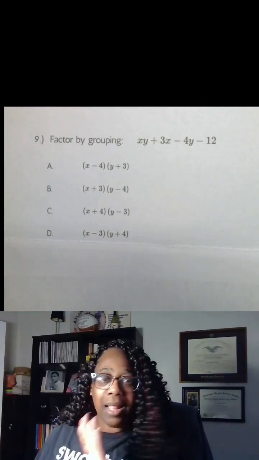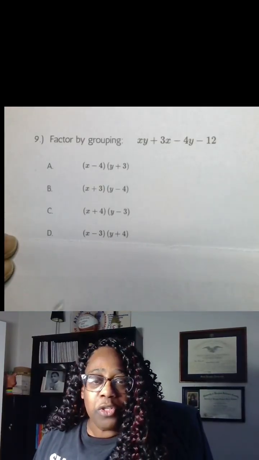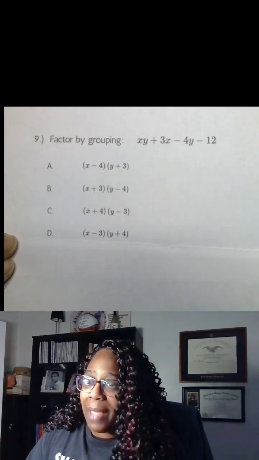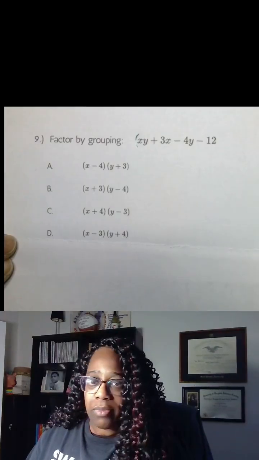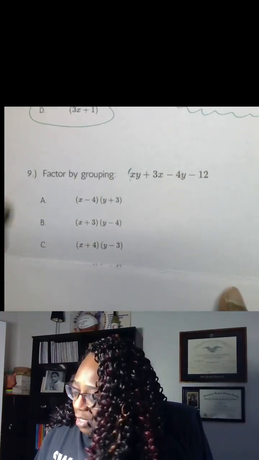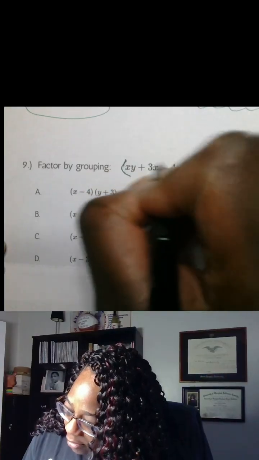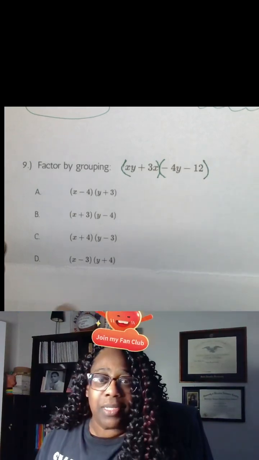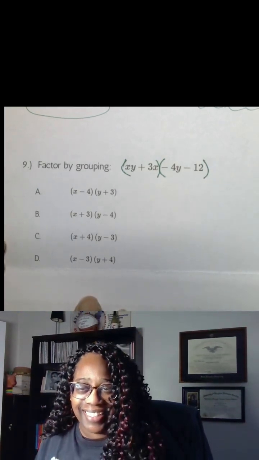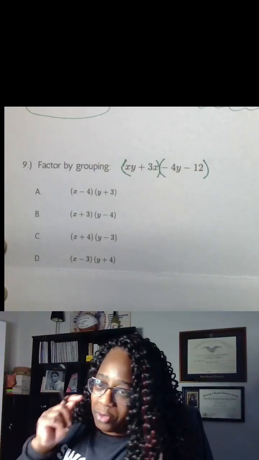All right, now let me break it down. We have 4 terms, so we're going to factor by grouping. That means we're going to group some terms together. I need to bring it down a lot. There we go, running out of desk space. We're going to group the first 2 terms and the last 2 terms. Hence, grouping. We're trying to get the group together.